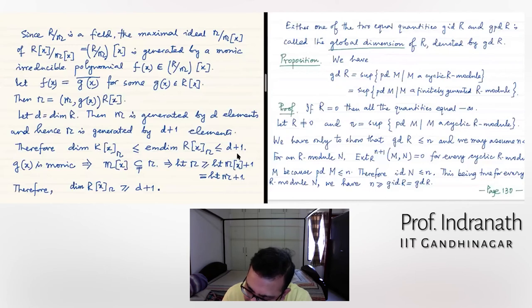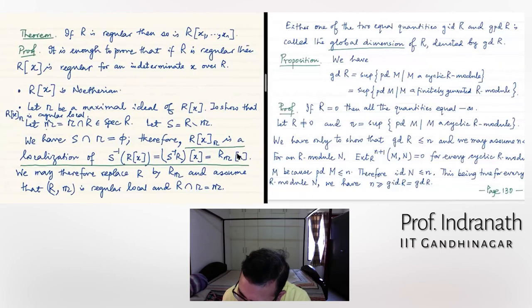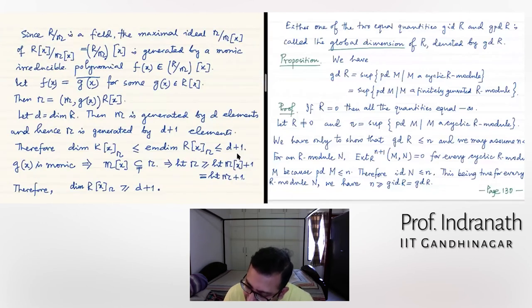So you have a field situation, right? What do you want to show? You want to show that this is a regular local ring. So you want to show that the maximal ideal is generated by the right number of good elements. That's the aim in a naive form. Now, if you look at N mod MX, then R[X] mod MX is basically a field. So you know that this is generated by a monic irreducible polynomial f(X). So you just lift it and write it as g(X) bar for some g(X) in R[X], which you can do.